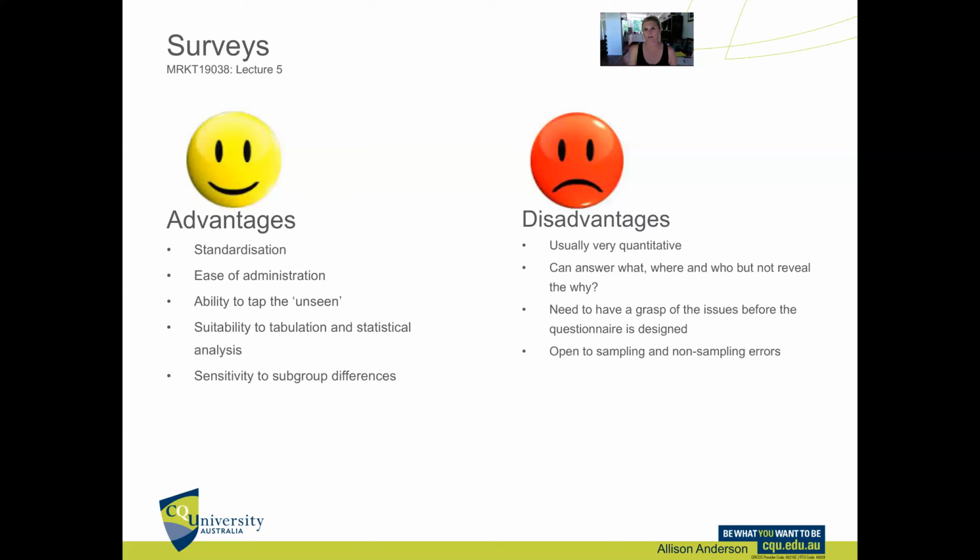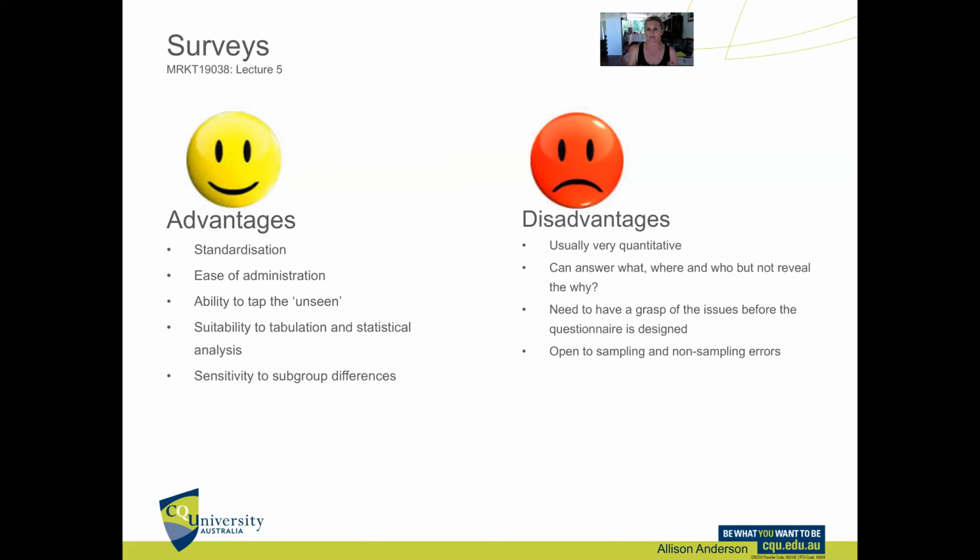Sometimes you can ask an open-ended question or two or three, but usually people don't give you a lot qualitatively when they're writing them out themselves, or if you have to record them, it can be really time-consuming. So you don't tend to get a lot of qualitative data, which can limit the types of findings that you have. It can answer what, where, and who, but not always reveal the why.